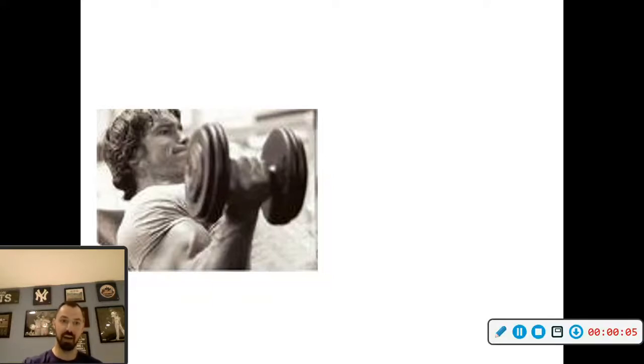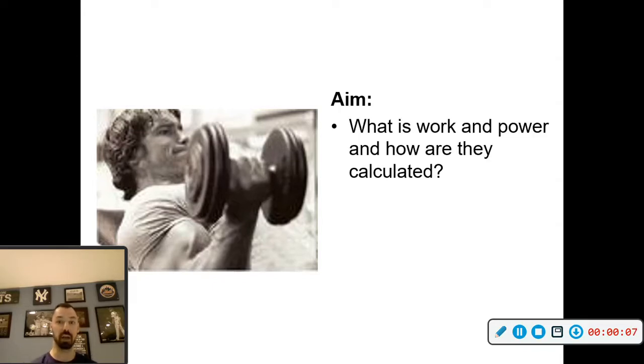Today we're going to be talking about work and power and how they're calculated. That picture right there is actually young Arnold Schwarzenegger. He was Mr. Universe, also governor of California at one point. But either way, he was definitely an example of work and power. Definitely a big weightlifter. You can see his muscles are enormous, and that's why he ended up being the Terminator. So, anyway, let's continue on and talk about work and power and what it means.